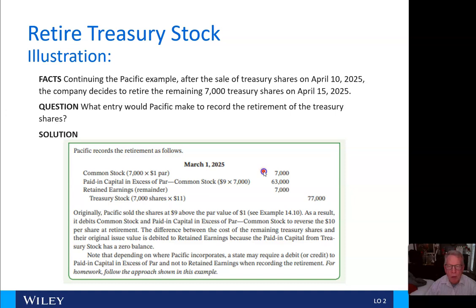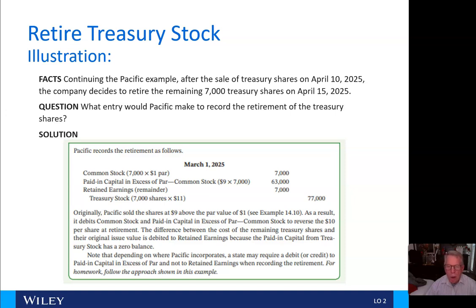There's our $7,000 here. And we have paid-in capital in excess right now, $9 times 7,000, or 63,000. And that means our $7,000 remainder has to be pulled out of retained earnings. And the 77,000, which is the 7,000 shares times our original buyback cost of 11, gives us 77,000. So this $7,000 retained earnings is the remainder after subtracting out our common stock. Everybody see that? A little tricky there.